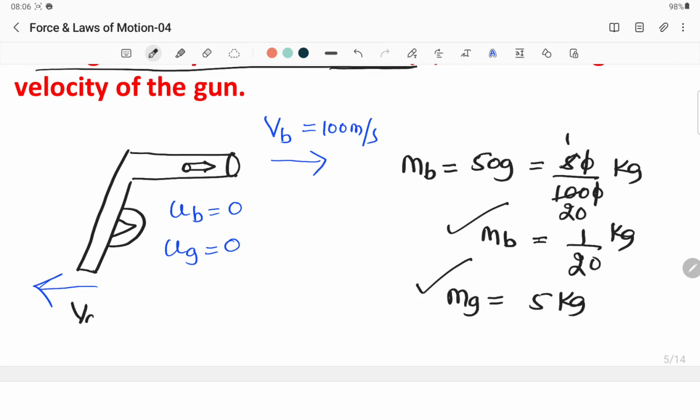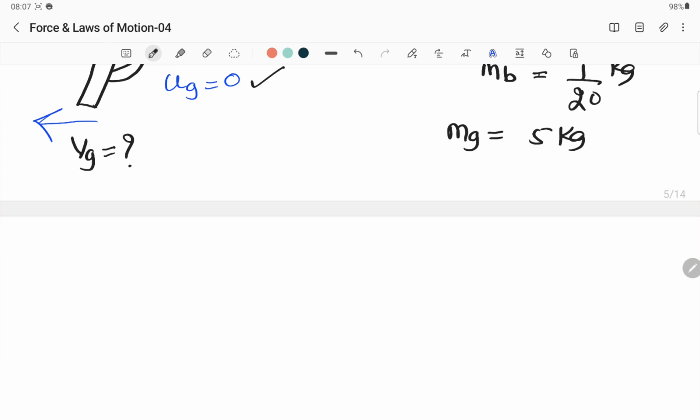So this is referred to as VG. VG means final velocity of the gun, that is equal to question mark. Alright, we have got so much data here. So this UB and UG are 0, so that's why we can substitute them. Again, we have got this MB and MG, and we have got VB and VG. So I think we should be able to apply the law of conservation of momentum, LOCOM.